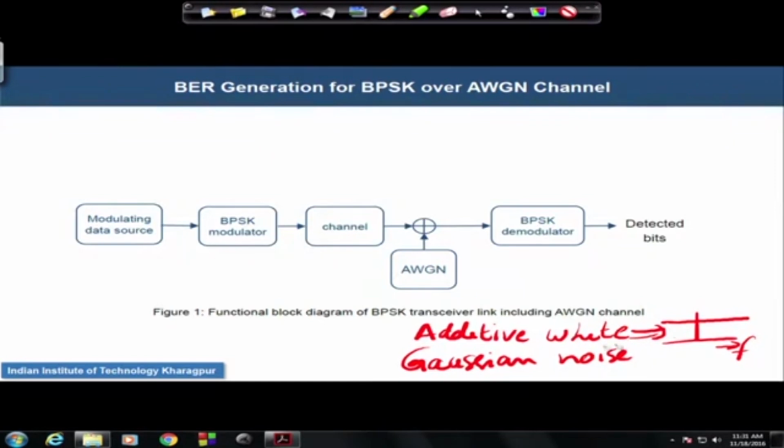You can consider this channel as a flat fading channel, and the noise inherent in the channel will be Gaussian noise, or you can call it normal distribution. The channel consists of many noise sources like black body radiation from Earth, thermal noise introduced by the electronic components, and many other sources.